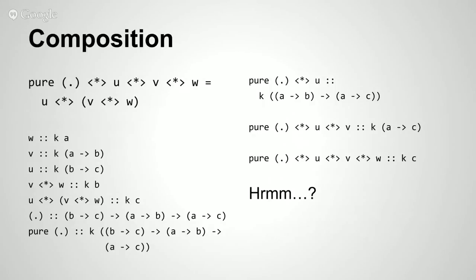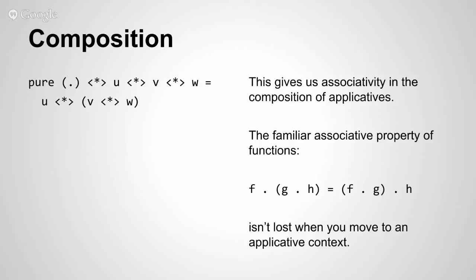And finally, we have composition. And this law looks a little weird. But what it's saying, and we have the types written out here to make it easier to understand, I'm using K instead of an F for the applicative type. So it's an applicative K. What it's really saying is that the composition of applicatives is associative, as is also true of functions.